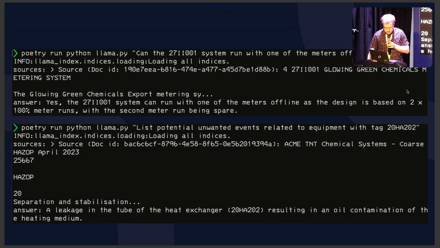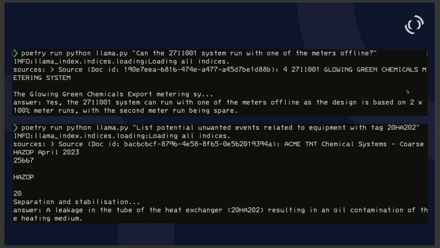So here's an example of the obligatory LLM. Can the system that is associated with this tag run with one of the meters offline, which is maybe important for your risk assessment? And it says, yeah, we found this document, and the glowing green chemical thing can run even if one of them is off because it's got one built-in spare.